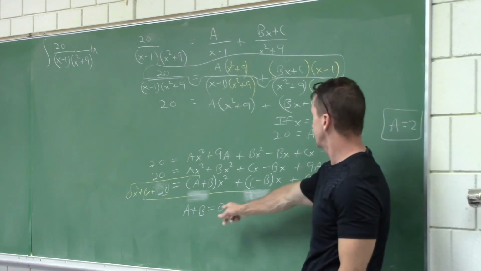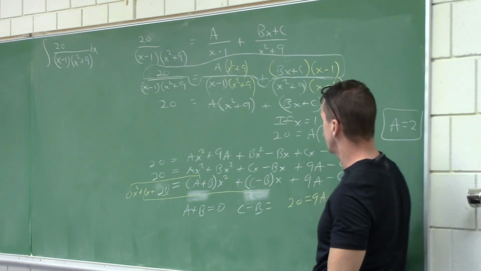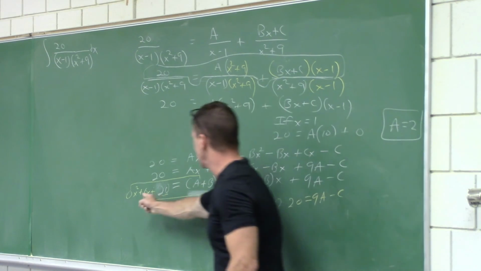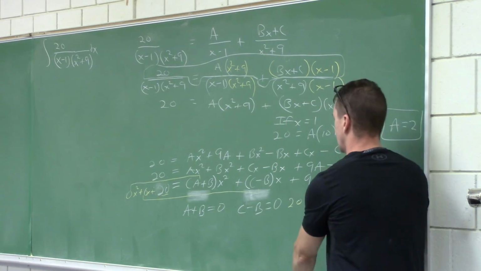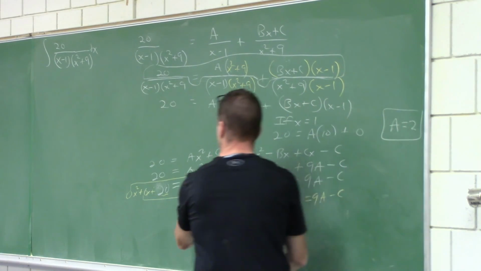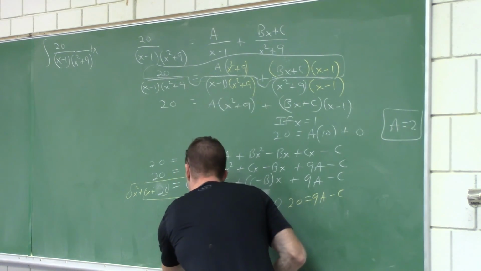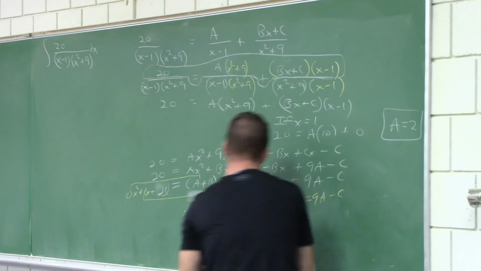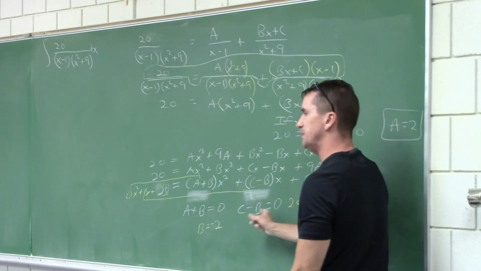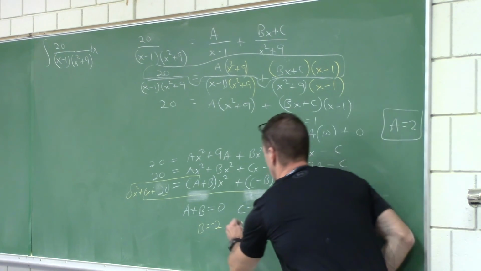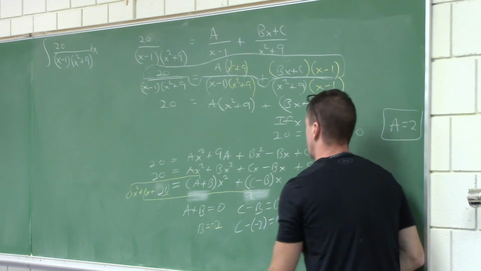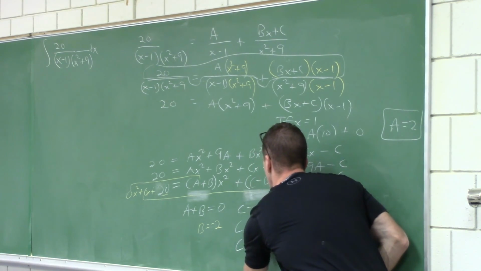Want to start here? You're right. Start right there. C minus B equals 0. Thank you. I'll write that. And that C minus B must equal 0. Thank you, Art. You want to start here? If A plus B equals 0 and A equals 2, what's B? B equals negative 2. If C minus B equals 0, C minus negative 2 equals 0, C plus 2 equals 0, what's C?